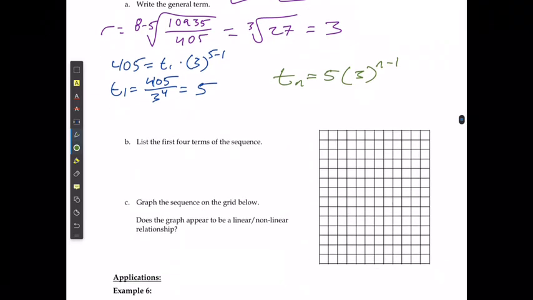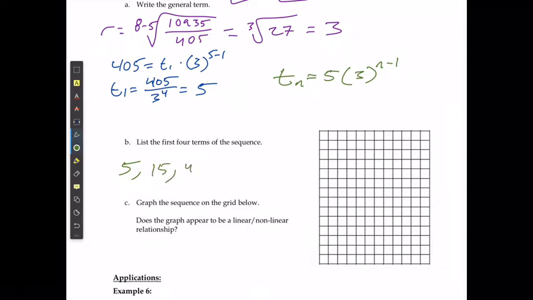If I'm listing the first 4 terms in the sequence, well, the first term is 5. Then if I multiply that by 3, I'm going to get 15, then 45, then 135. And if I multiply by 3 again, I'll get that fifth term of 405.